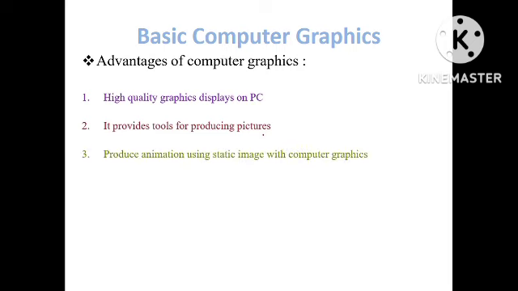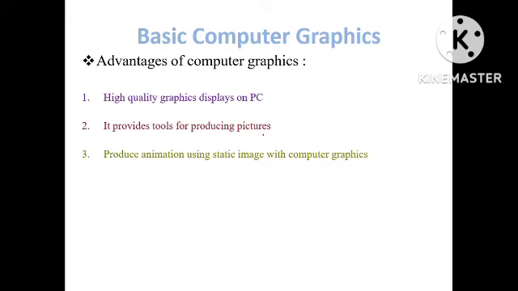And producing animations can also use static images with computer graphics. Animation is an overlaying of images. One image can overlay with one more image, and that overlay process can change within some fraction of seconds. So say we set up three images. If we replace them one by one, each and every second replacing the image, that image replacement process is called animation.